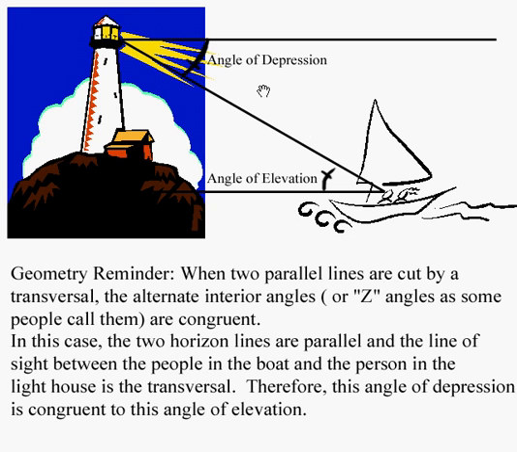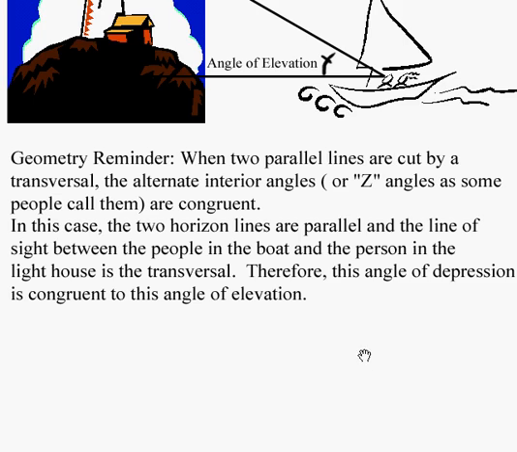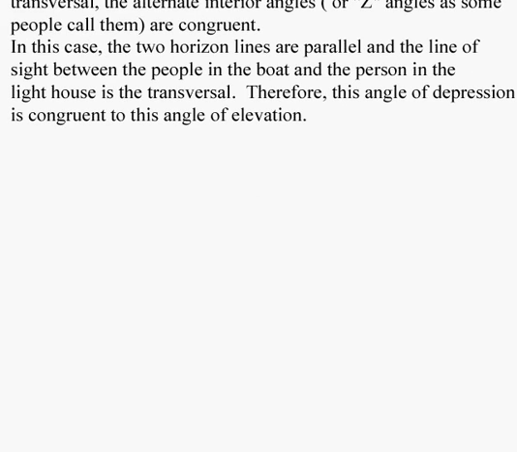So in this case, the angle of depression is congruent to the angle of elevation, and sometimes people call these the Z angles because they kind of make the letter Z, a capital Z. But anyway, these two are going to be congruent to each other, and that'll be useful as we're solving some word problems. Although we won't need it for the first word problem, which is coming up right now.